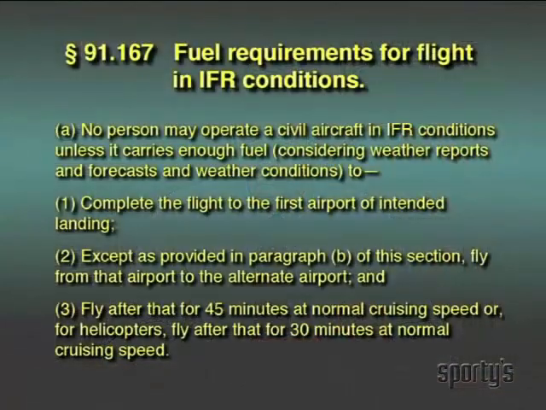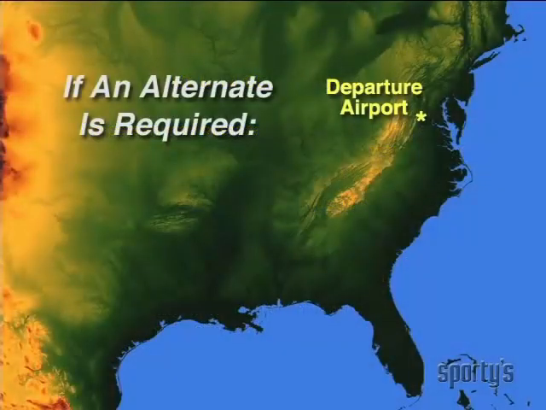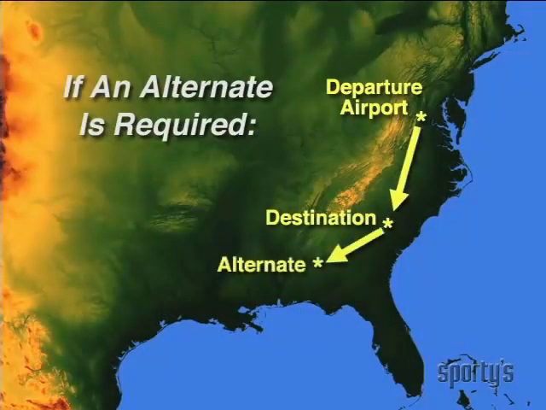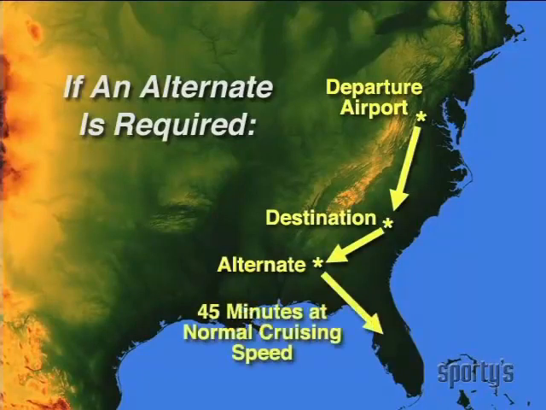The FAA is very specific about the requirements for an alternate airport on an IFR flight. In the rule about required fuel, it states that, considering weather reports and forecasts, you must have enough fuel to fly to the first airport of intended landing, fly from that airport to the alternate airport, and fly after that for 45 minutes at normal cruising speed.